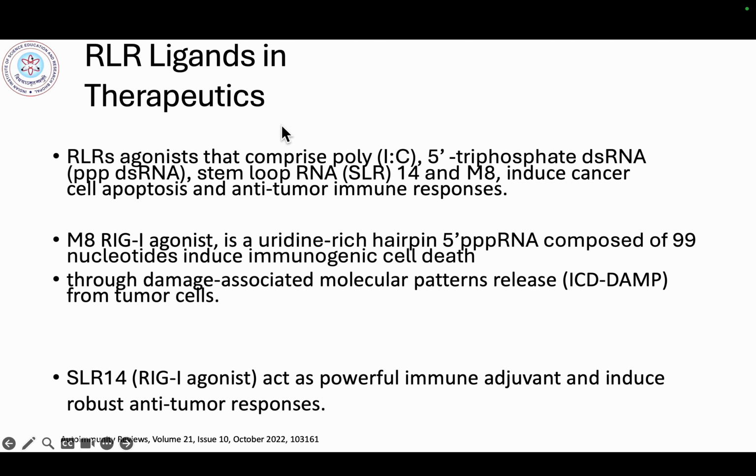RLR ligands in therapeutics. RLR agonists that comprise poly IC, 5' triphosphate double-stranded RNA, and stem loop RNA induce cancer cell apoptosis and anti-tumor immune responses.